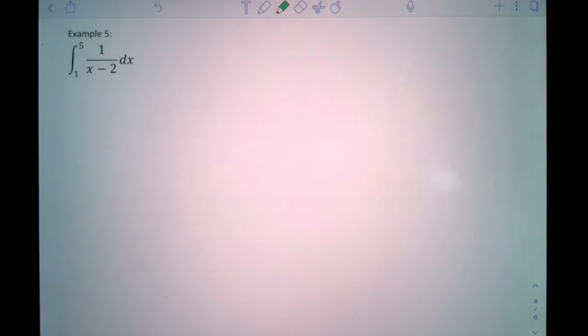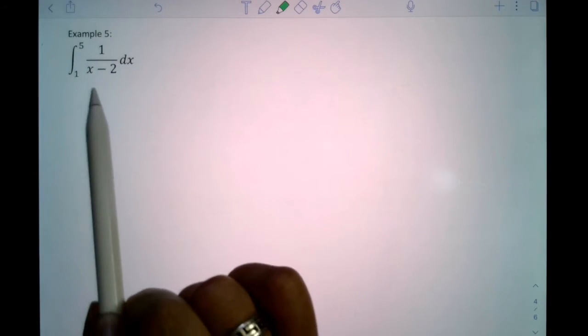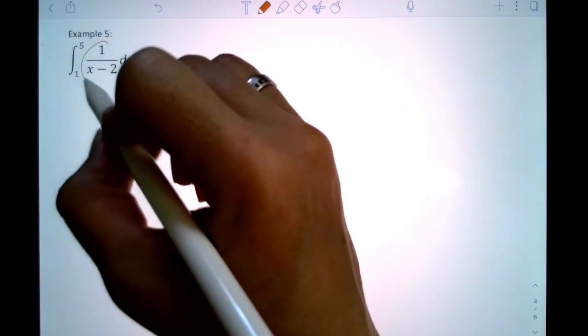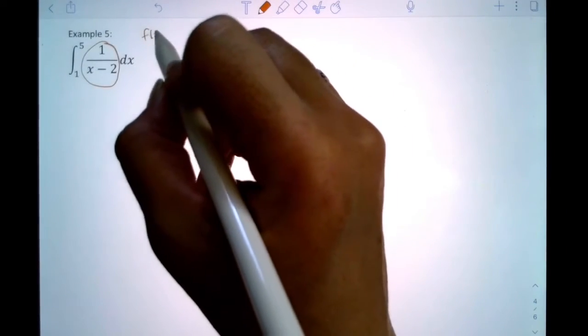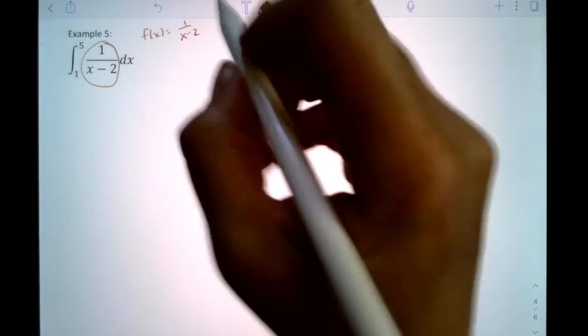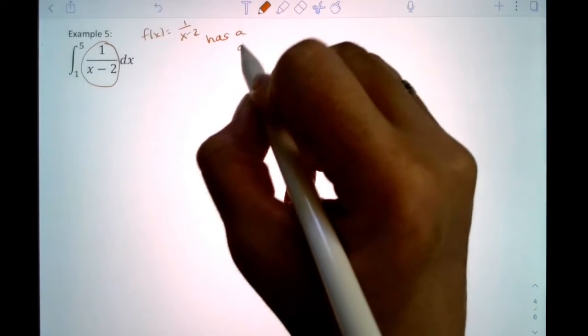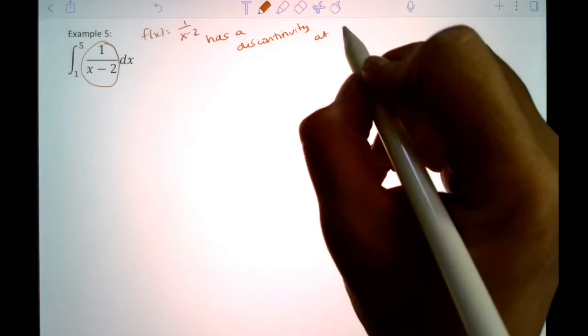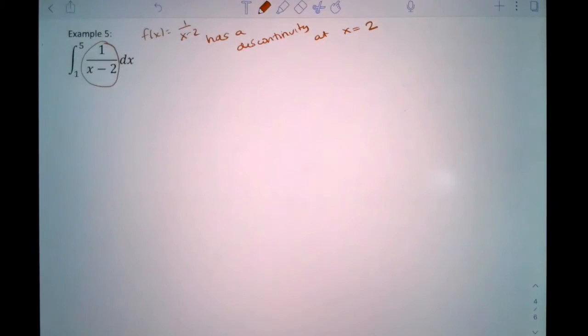So example 5 is one of the shadier versions of this problem. Once again, we have another function inside that's similar to the others. It's 1 over x minus 2. What I want you to realize about this particular function, 1 over x minus 2, is that it has a discontinuity at x equals 2.